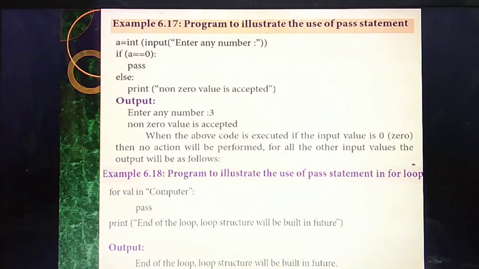Okay, see the next program. Inside the for loop they are giving for, what's the variable name? Val in the word computer. Next I am giving the pass statement, but here I am not giving any conditions, only the string. If you give the pass statement, it will skip that part, and only the remaining things you will get as output. I am only giving the print statement, end of the loop structure, so only that part alone you will get as output.